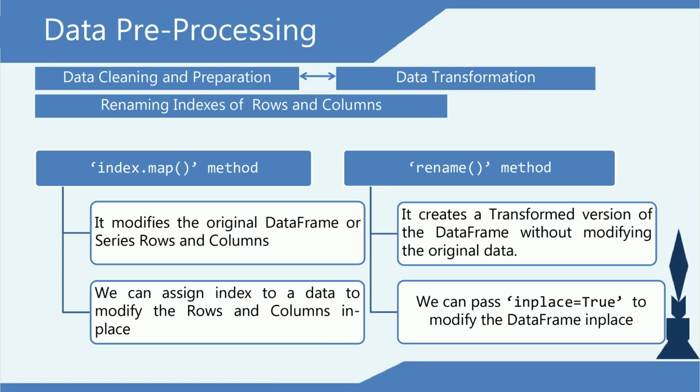Similar to the values in a series or data frame object, we can easily replace or rename the axis labels of a series or data frame object. The axis indexes also have a map method, similar to a series, to transform one form of axis labels to another form. If we want to create a transformed version of a dataset without modifying the original, we can use the rename method. For example, we can change the axis labels to a title type or all the characters of axis labels to an uppercase type.